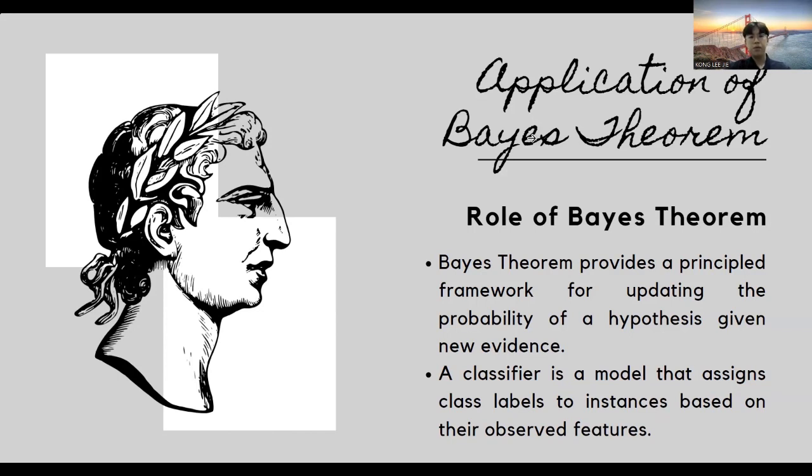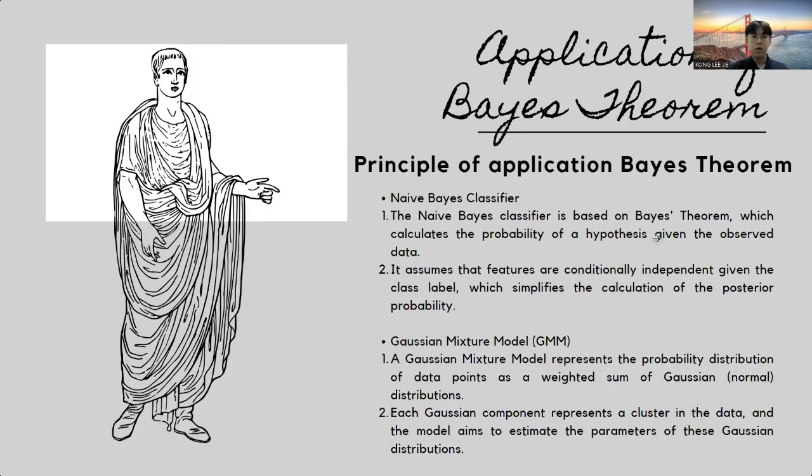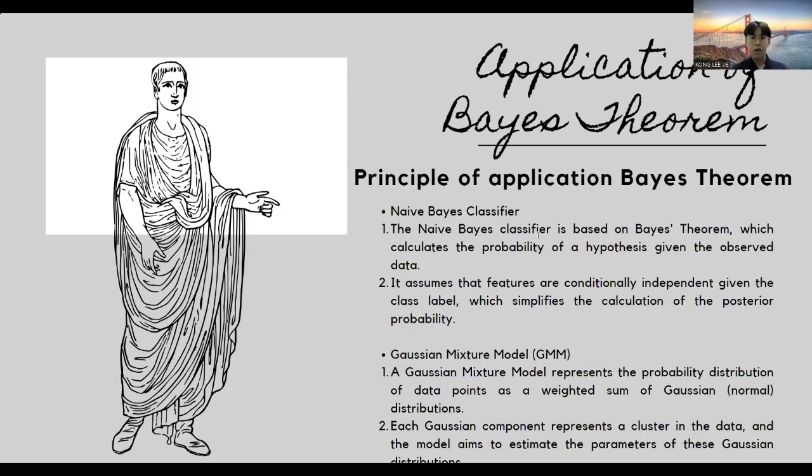Bayes' theorem in pattern recognition is used in building classifiers. A classifier is a model that assigns class labels to instances based on their observed features. Bayes classifiers, such as naive Bayes, utilize Bayes' theorem to estimate the conditional probability of each class given the observed features. Next, I will talk about the principles of applying Bayes' theorem.